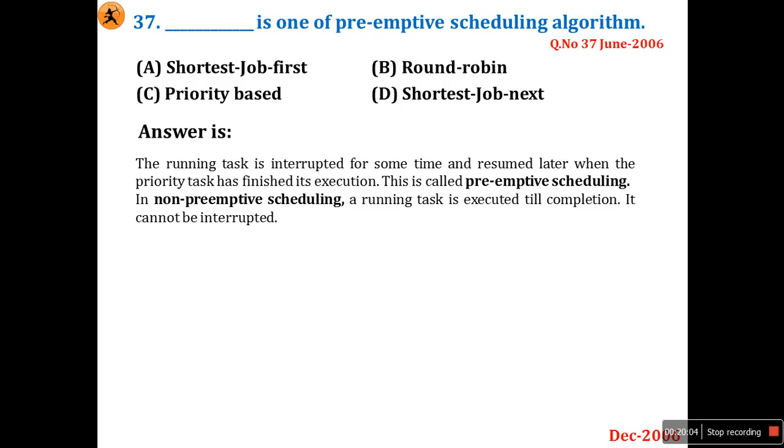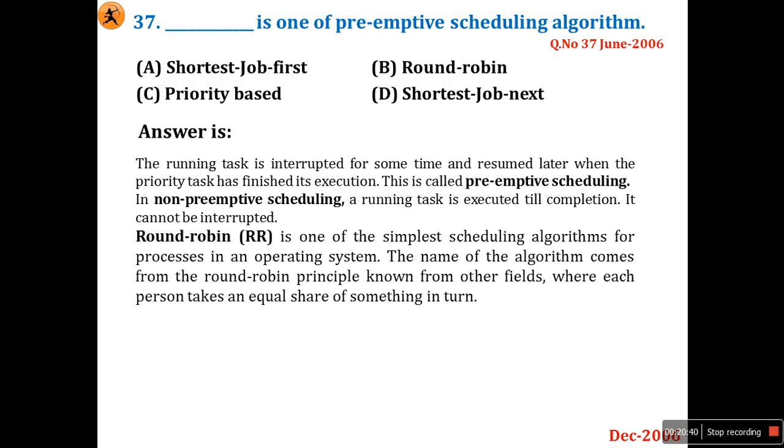Here, look at the options. Shortest job first, obviously it is not, because once it starts execution in shortest job first, it will complete, then it will go to the next process. So it is not. So round robin, obviously, is the right answer. But anyhow, look at the other options. Priority based: again, once a high priority job enters, it should wait until the process is completed. So that is also non-preemptive. And the next one, shortest job next, that is also not. So round robin scheduling is the best example of a preemptive scheduling algorithm.